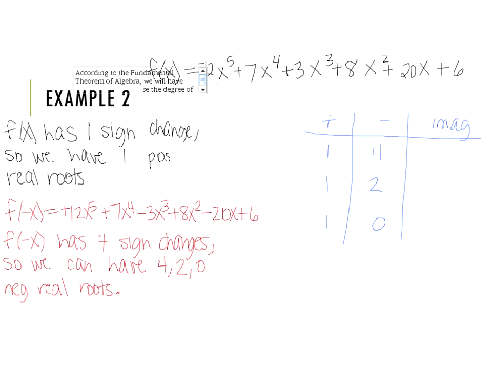All right, so let's look at our imaginary ones. If you have 1 positive and 4 negative, how many imaginary would you have? 0, very good. If you have 1 positive and 2 negative, how many imaginary would you have? 2, very good, because it has to add up to 5. If you have 1 positive and 0 negative, how many imaginary would you have there? 4, perfect. Great job, guys.